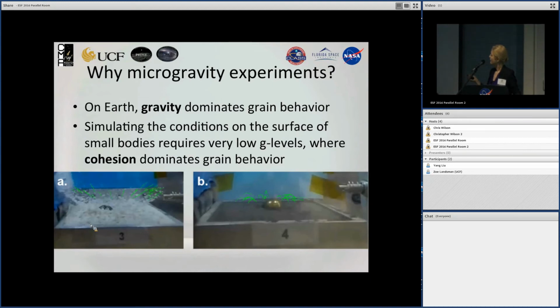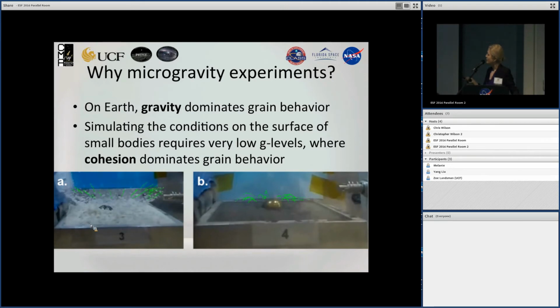For example, secondary collisions of an impact on an asteroid, or impacts between ring particles inside of the protoplanetary disk. So why do we have to go into microgravity to perform these experiments? Because here are two pictures under different gravity levels. That's 0.05 g, already a hundredth of what you have on Earth, and that's 10 to the minus 3 g, so a thousandth of what you get on Earth.